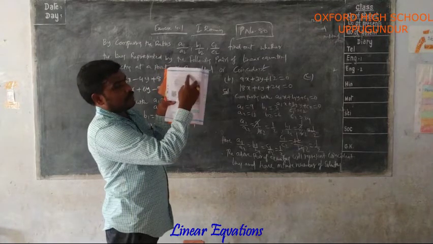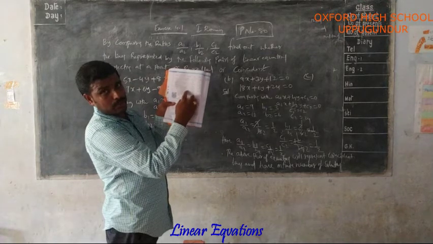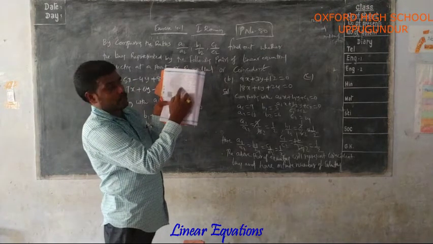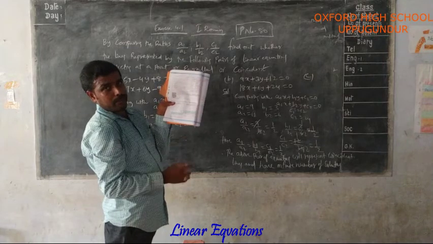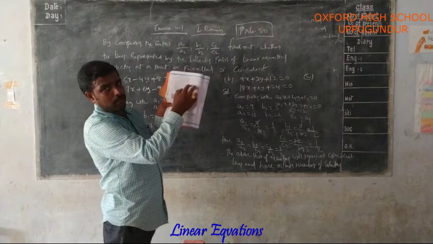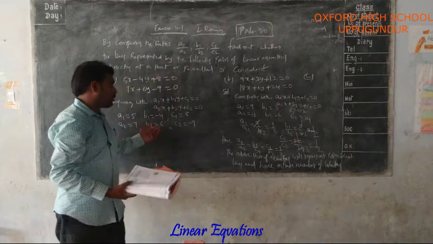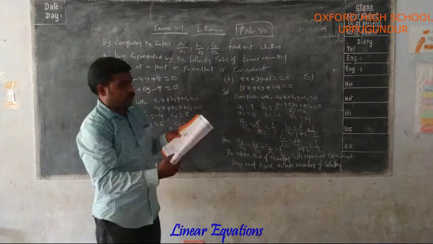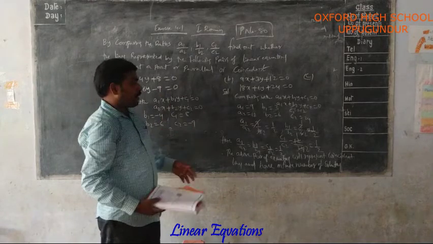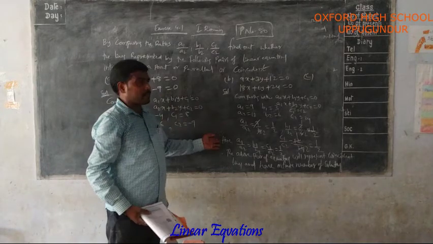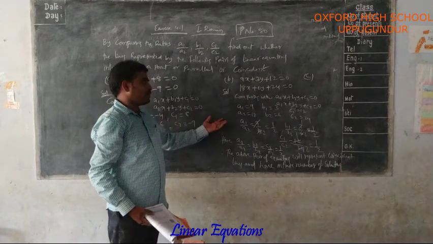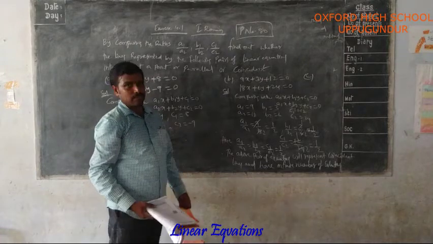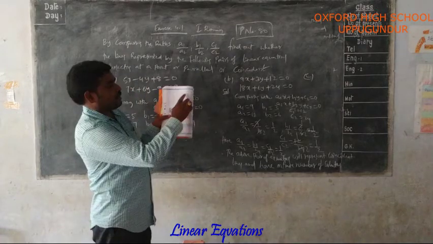So these are about the ratios, the relationship between these ratios and systems of linear equations. Once you learn this table, we can do these problems. Because after comparing the ratios, if we don't know these conditions, we can't say whether the pair of linear equations represents parallel lines, coincident lines or intersecting lines. So first you have to learn this table.